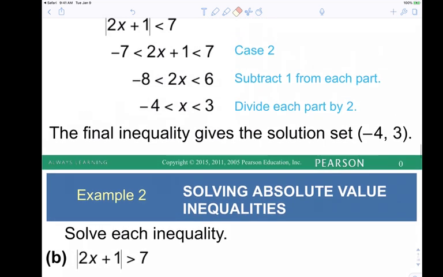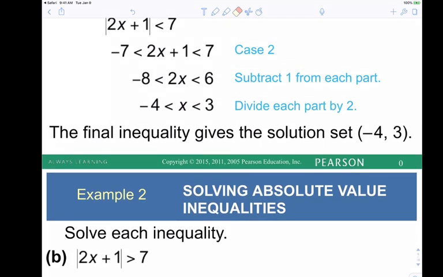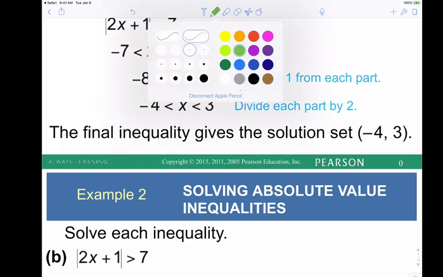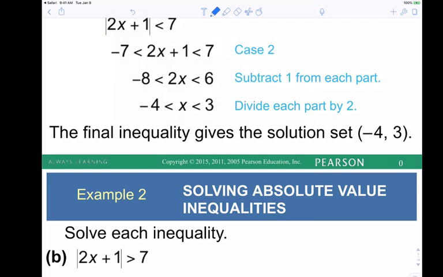Now if we look at this example 2b, is this case 1, 2, or 3 from those 3 different cases? It is case 3. Give me a color other than green. Did I hear blue? Yeah. All right. So now, if it's case 3, so now we write it like this.